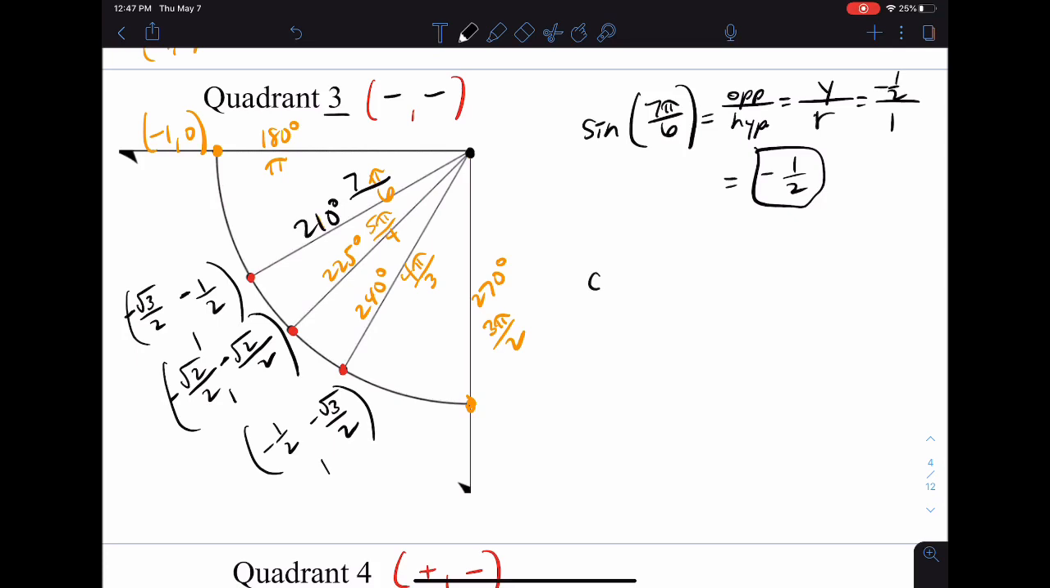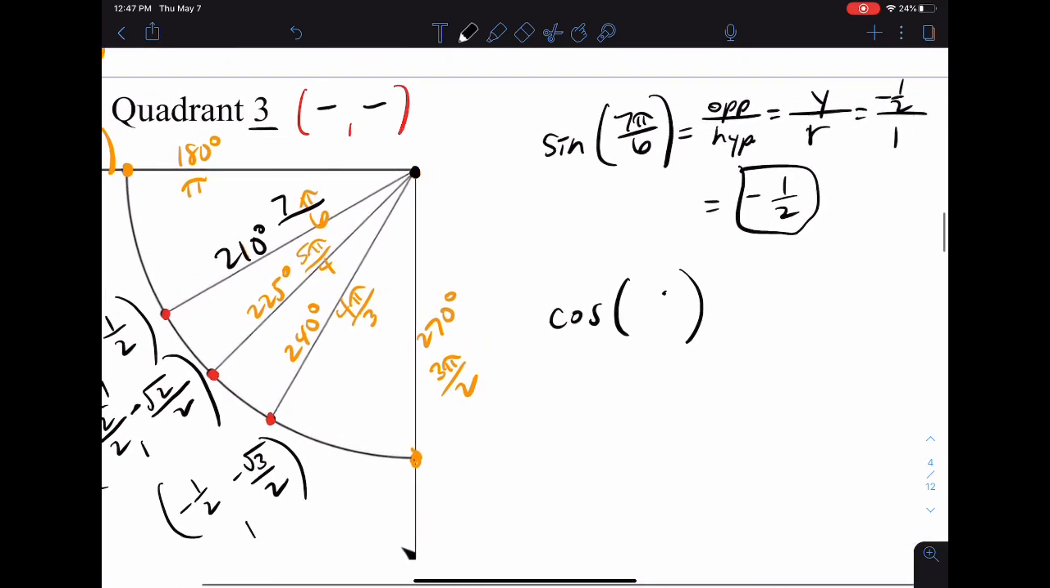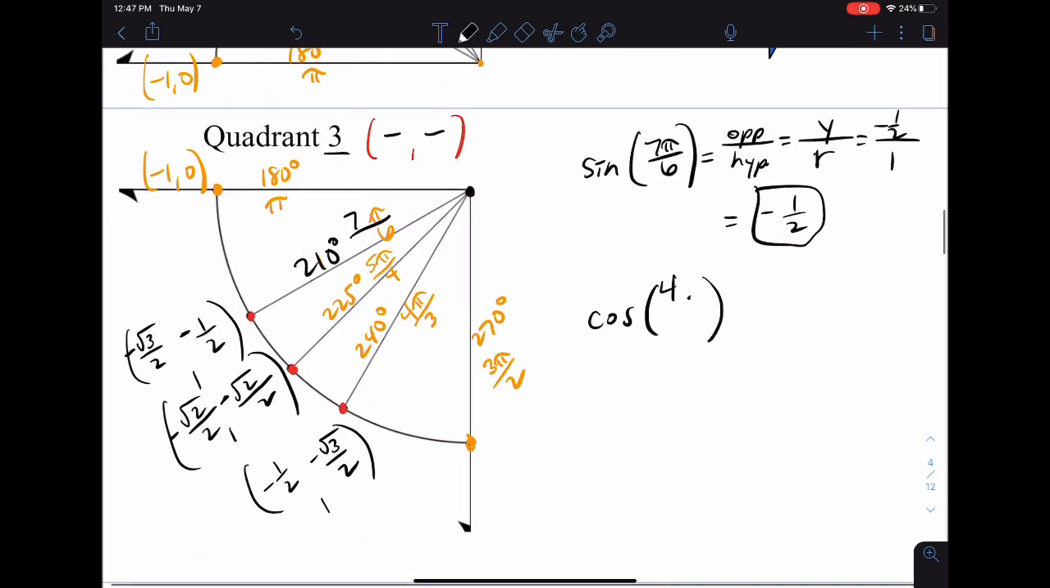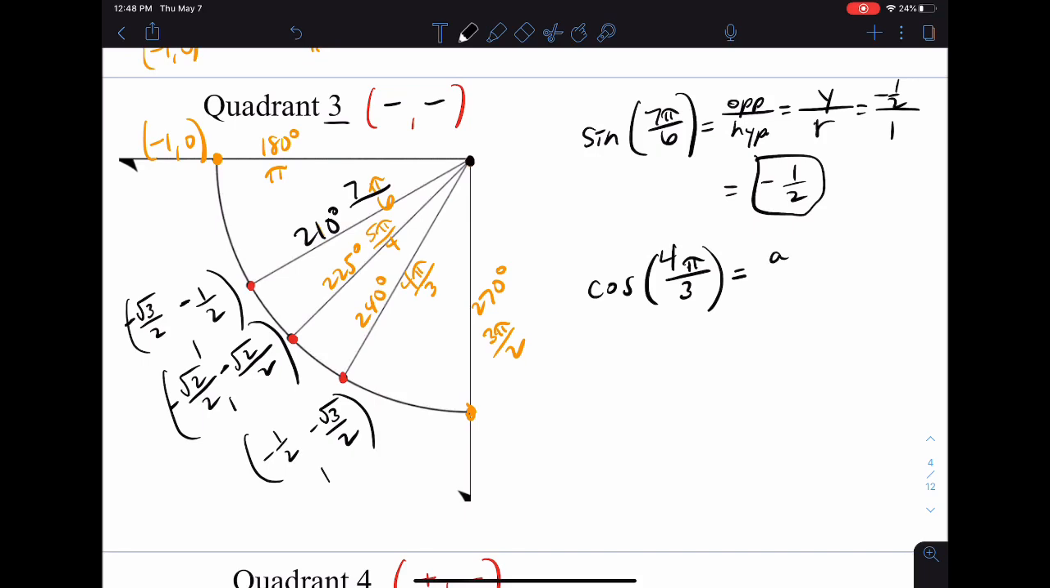All right. So for example, let's do cosine of 4 pi over 3. Okay. So cosine of 4 pi over 3. So again, cosine is adjacent over hypotenuse. Okay. A cosine, so adjacent, is always going to be the x over the radius. So for 4 pi over 3, we have negative 1/2.